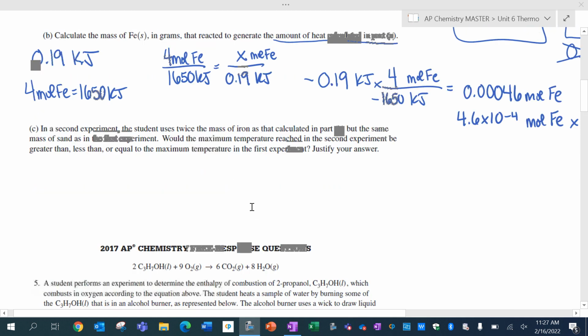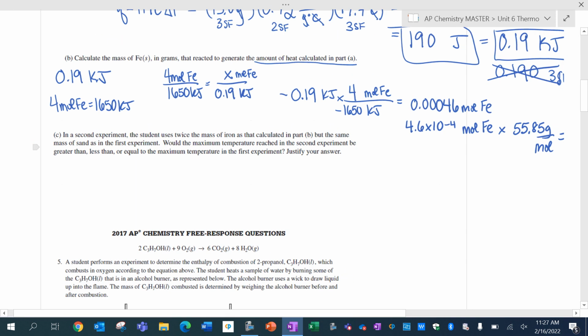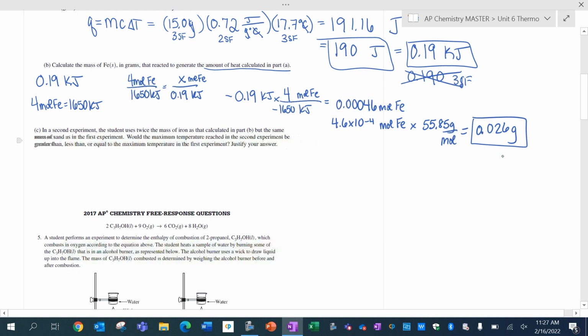Okay, then let's look at part C here. Part C is, what if we use twice the iron as calculated in part B, but the same mass of sand? Compare the maximum temperature reached in the second experiment. So, let's say instead of reacting 0.026 grams of iron, you reacted 0.052 grams of iron. The maximum temperature is going to be greater than, so make sure you answer the question, greater than.